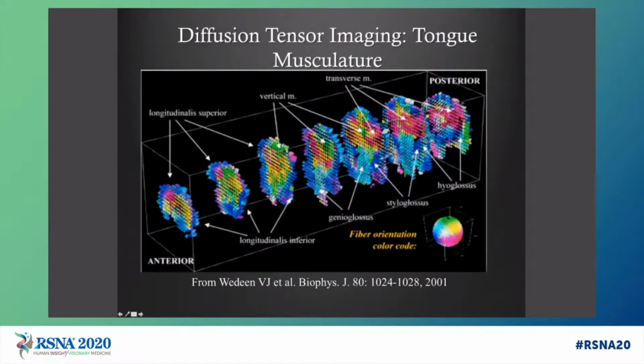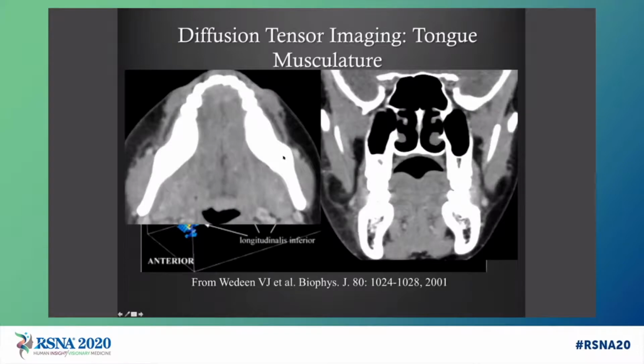Now, I like to just show you this to remind ourselves of the anatomy of the intrinsic tongue muscles. This is from a publication we did with Van Wedeen years ago at MGH. This is a bovine tongue where we did diffusion tensor imaging. And really what I want to show you is the different colors represent the different directions of the intrinsic tongue muscles. We have our longitudinal tongue muscles, vertical and transverse. So these are all in different orthogonal directions to each other on normal imaging.